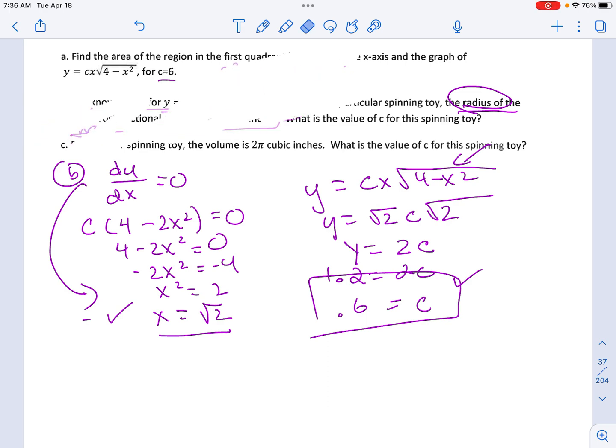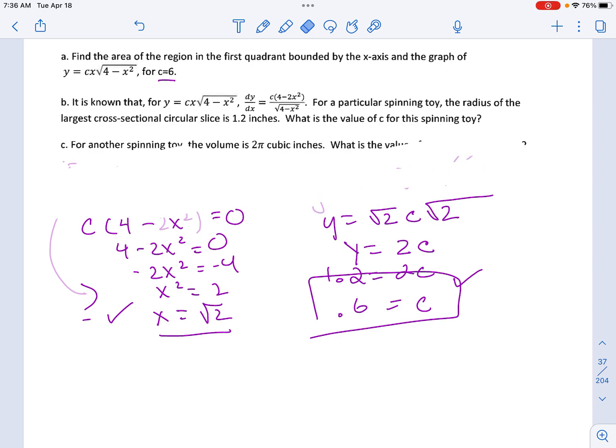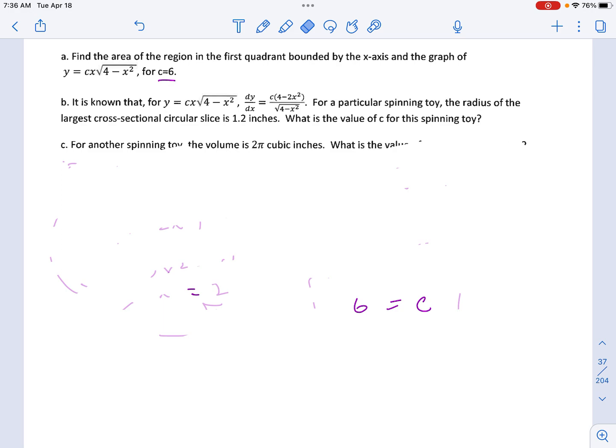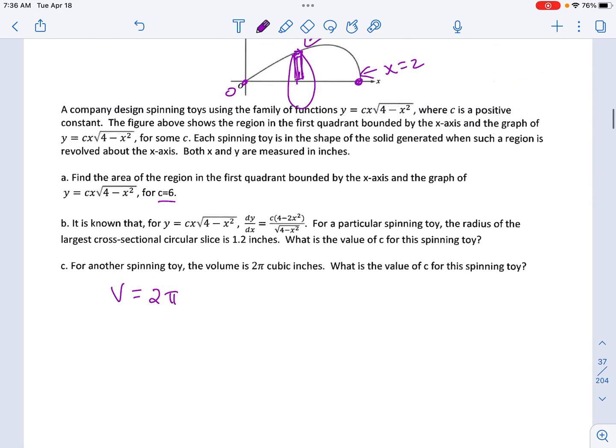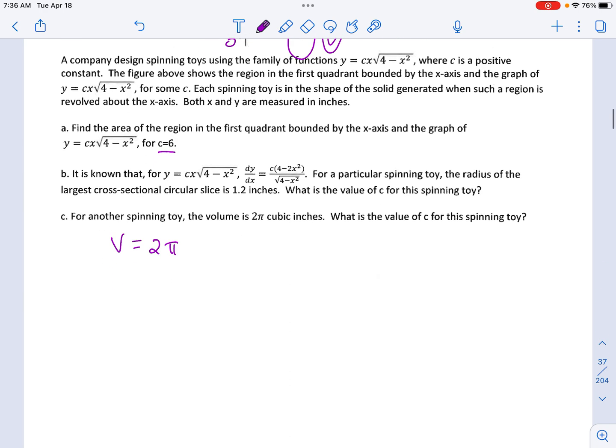Okay, lastly, part C. It says, for another spinning toy, the volume is 2 pi cubic inches. What is the value of c for this spinning toy? Okay, so we know that the volume of another toy is 2 pi. And we know the volume, when we rotate it about the x-axis, is pi r squared. There is no gap in that region, so we should just be thinking pi r squared dx.